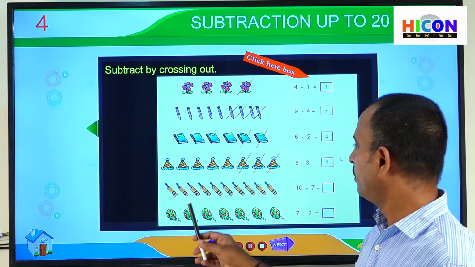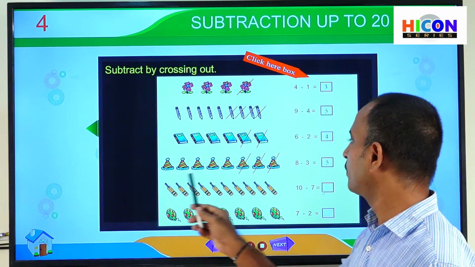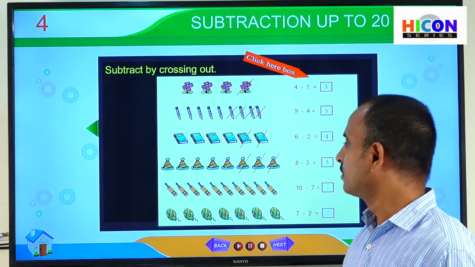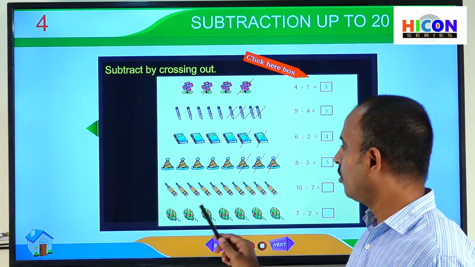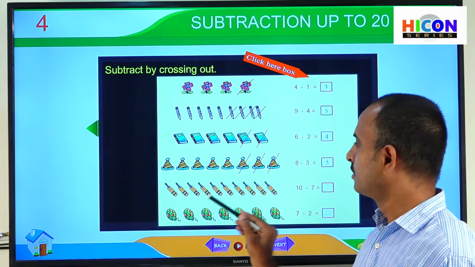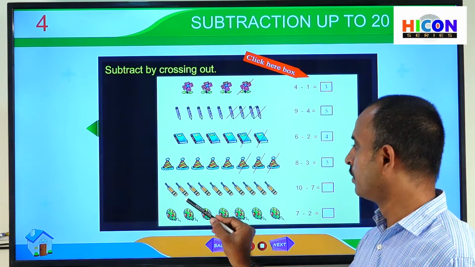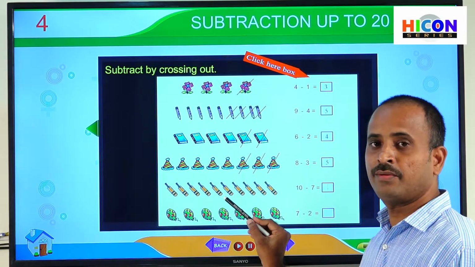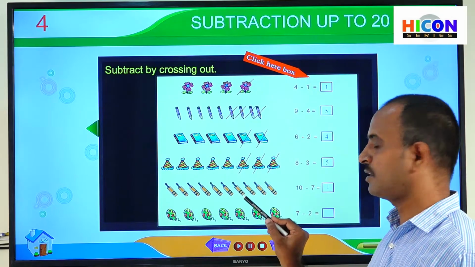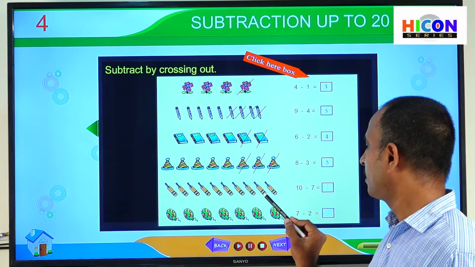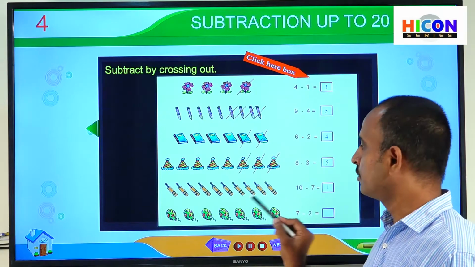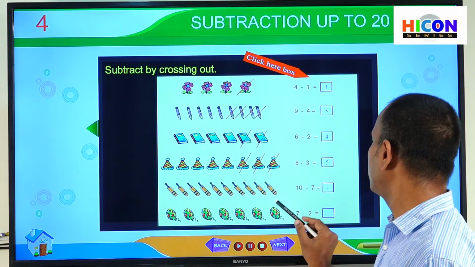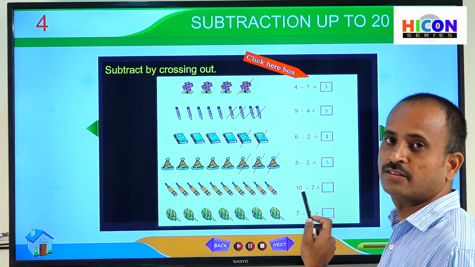So see the next problem. What are you observing in the fourth problem? What are these pictures? These are cricket bats. How many cricket bats are given here? Let us count 1, 2, 3, 4, 5, 6, 7, 8, 9 and 10. So a total of 10 bats are given. That's why they have given 10 as the first number.